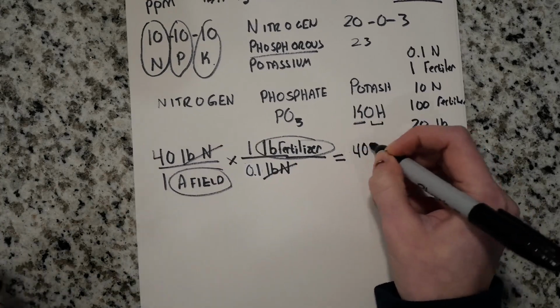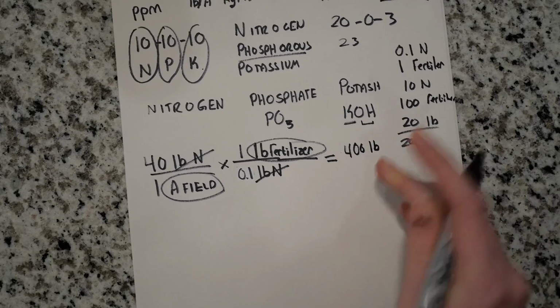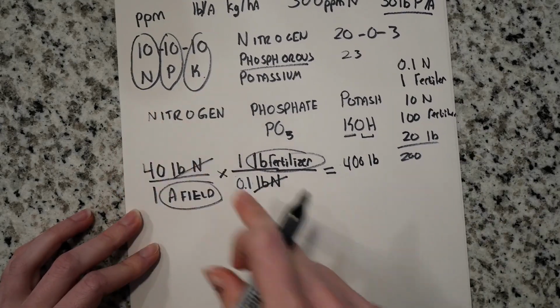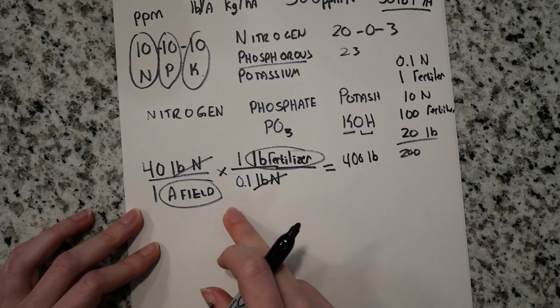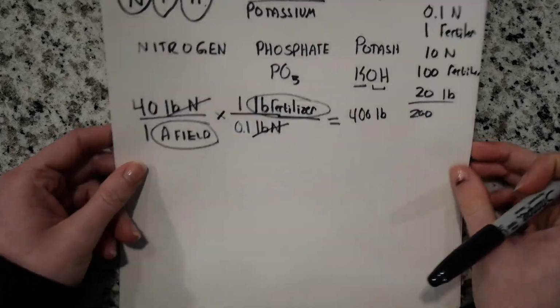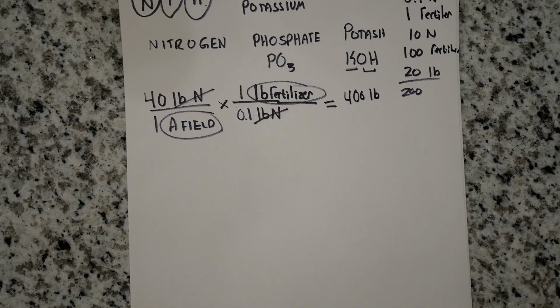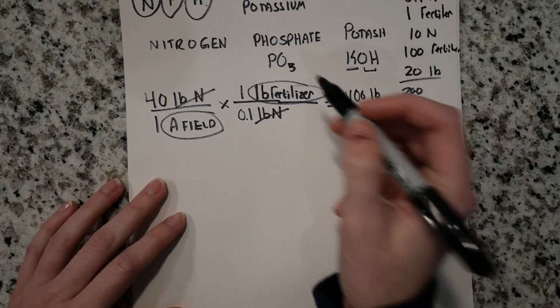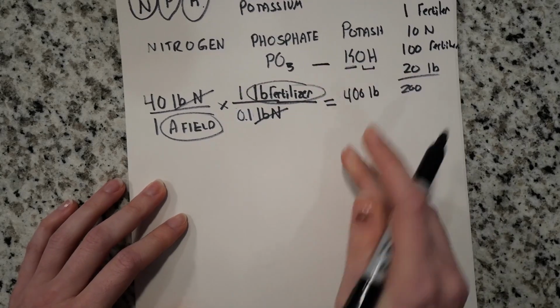It is, I was right. So 400 pounds of fertilizer are what we need for this specific 10-10-10 fertilizer to accomplish this requirement. So hopefully that makes sense. All right, now let's make this a little more complicated and start thinking about these two troublemakers here.